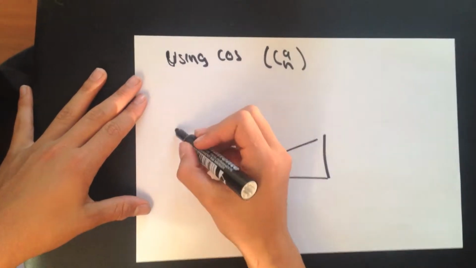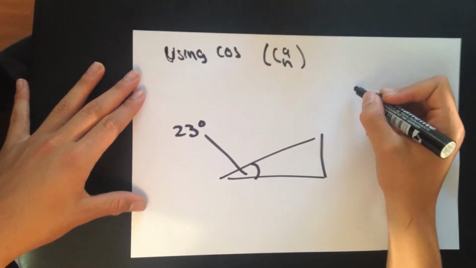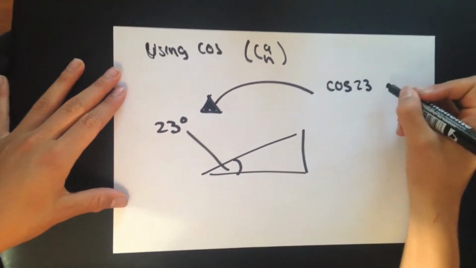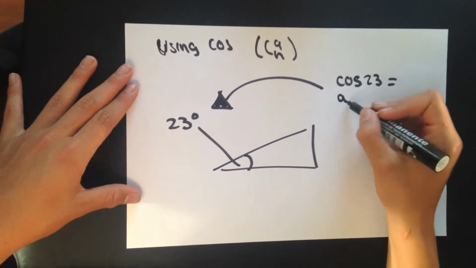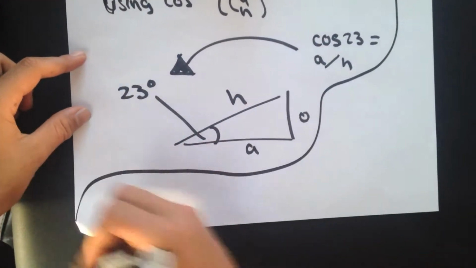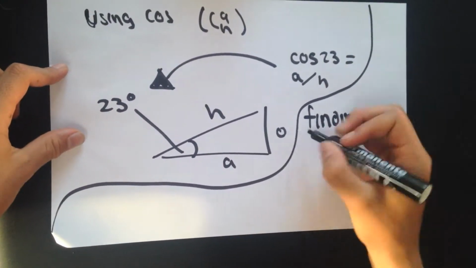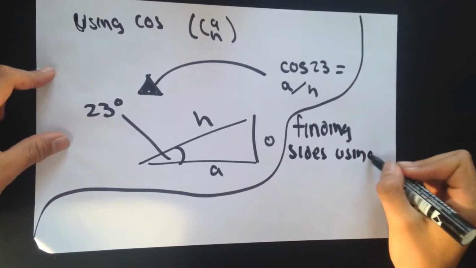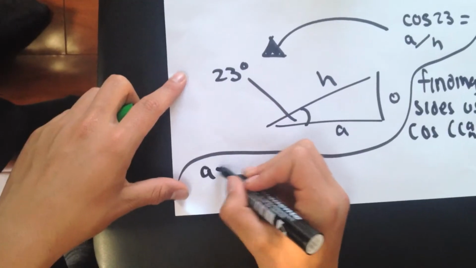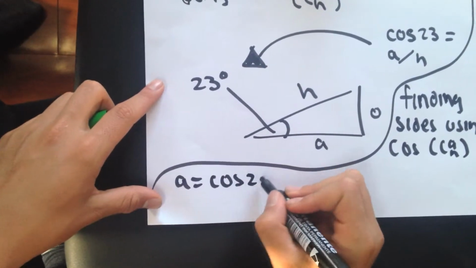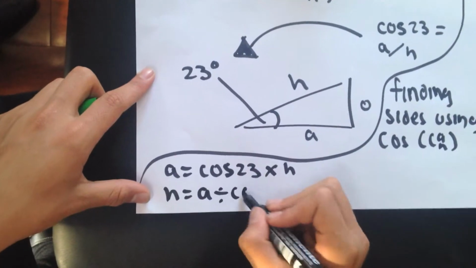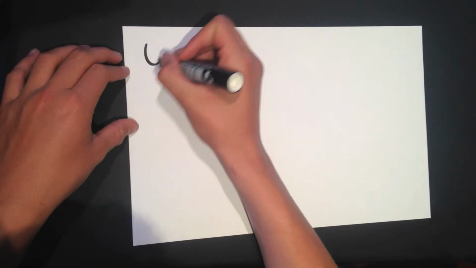Using cos, aka CAH. First you need to find the angle you're going to use. Let's say in this case the angle is 23 degrees. So you need to understand that cos 23 equals the adjacent side divided by the hypotenuse side. If you want to find the adjacent side, you do A equals cos 23 times the hypotenuse side. And if you want to find the hypotenuse, you do A divided by cos 23.